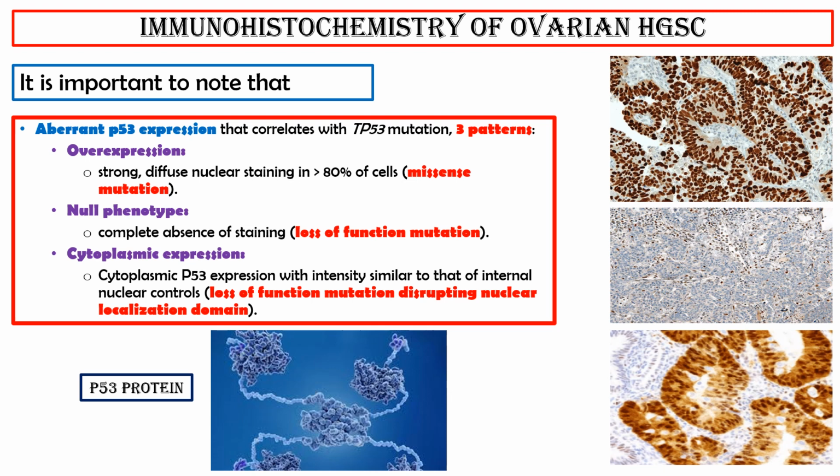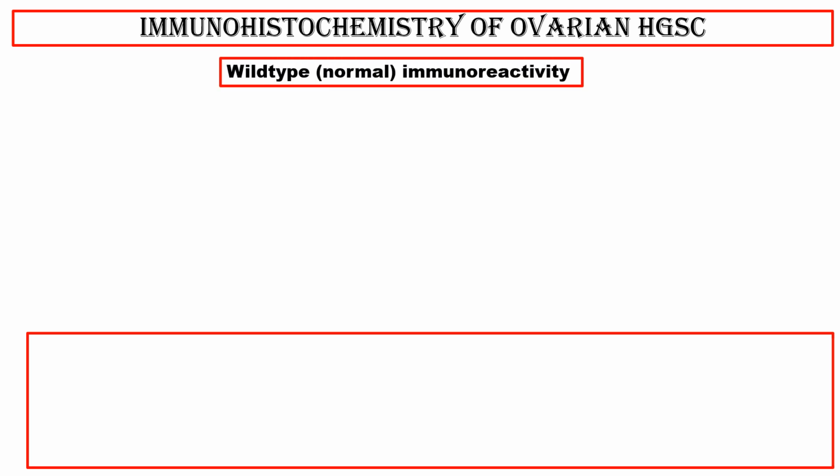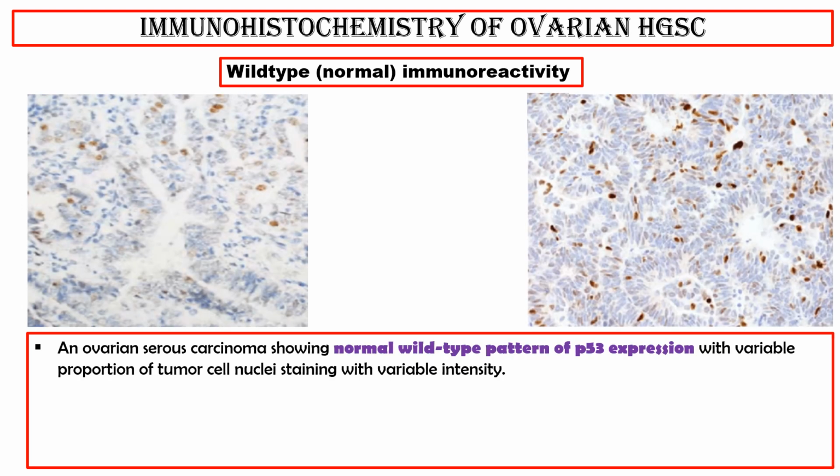Cytoplasmic P53 expression with intensity similar to that of internal nuclear controls. Loss of function mutation disrupting nuclear localization domain. Wild type normal immunoreactivity. These two photos show an ovarian serous carcinoma showing normal wild type pattern of P53 expression with a variable proportion of tumor cell nuclei staining with variable intensity.